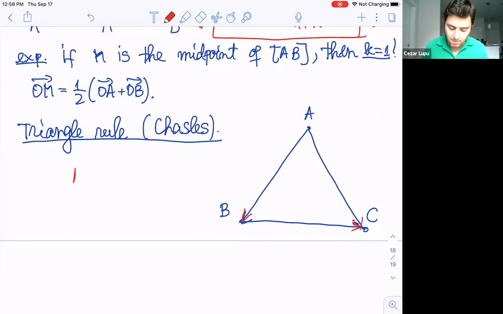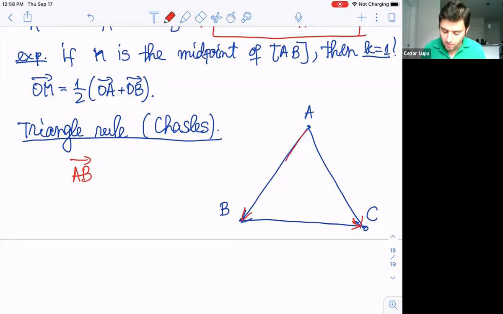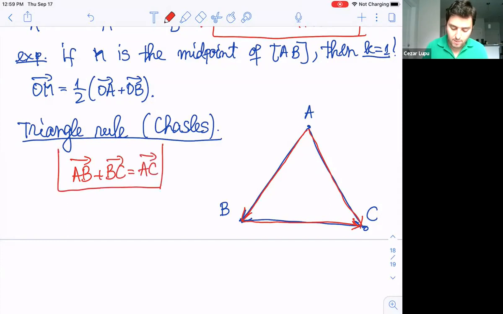In other words, AB vector, keep in mind that for vectors, it's very important the direction, right? The orientation. So if I start from here, I go all the way from here, and then I go from here to here, is the same as going from here to here. That's the triangle rule. AB plus BC vector is the same as AC vector. Keep this in mind. This is the golden rule.